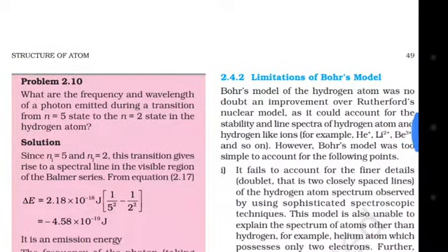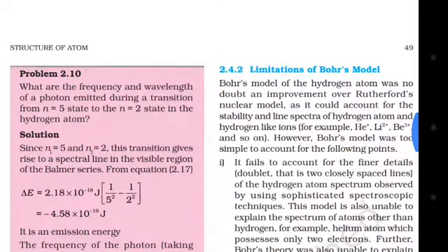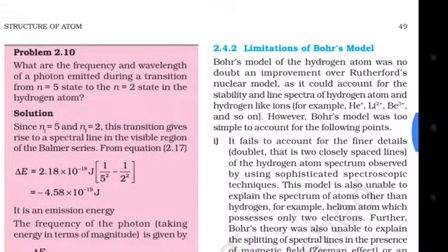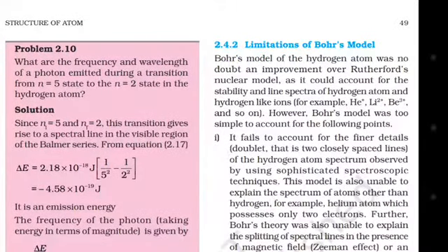Next topic, page 49, 2.4.2 Limitations of Bohr model. Bohr's model of hydrogen atom was no doubt an improvement over Rutherford's nuclear model, as it could account for the stability and line spectra of hydrogen atom.